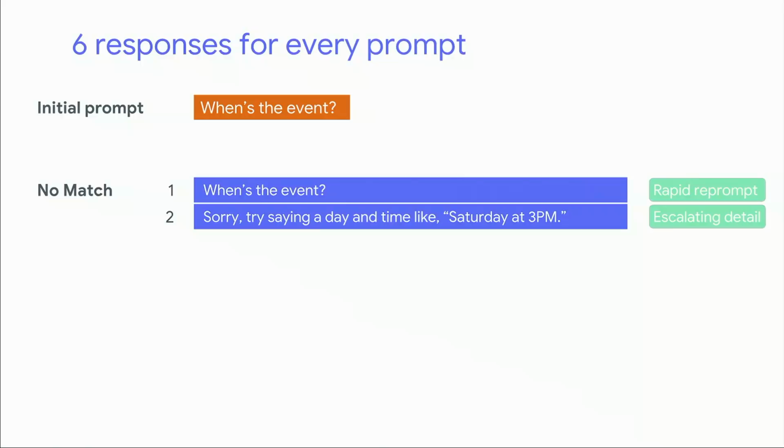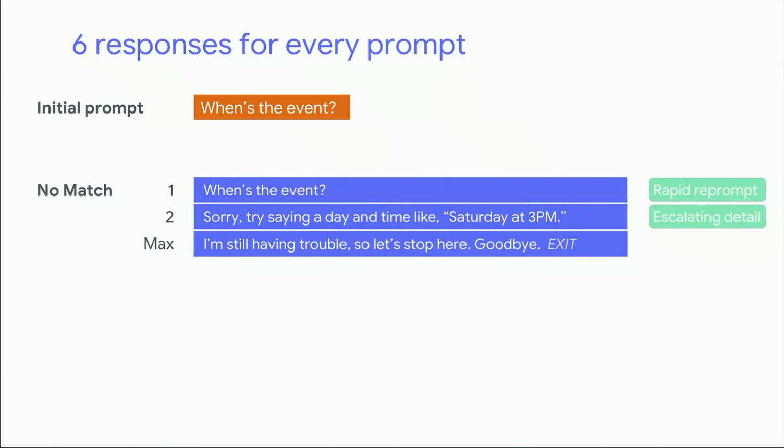And if the user still gives something that you can't handle, here's where we call escalating detail. Make it a little bit more elaborate, perhaps even an example of something they can say to help move the conversation forward. And after that, stop reprompting. Don't pester the user. We find this sequence works very well.